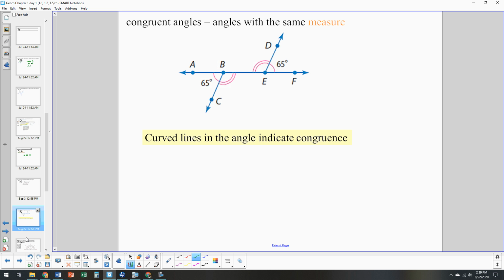Okay, congruent angles, again, are angles with the same measure. So we notice that this one has 65 degrees, this one has 65 degrees, and if you notice there's a curved line in each of them. There's one curved line here, one curved line here, that shows that they're congruent to each other. When it gets 2 curves, that means it's congruent to a different angle. So this angle and this angle are not congruent, they don't have the same number of curves, right? And that's how we show congruence for angles.